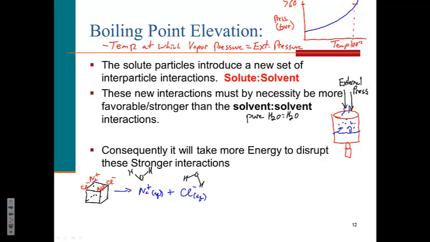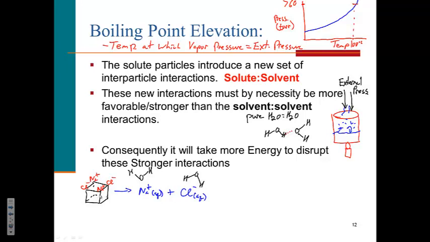Well, in pure water, all you have is the water-water interaction, what we refer to, if you remember, as hydrogen bonds. We have HOH like that. So we have hydrogen bonds between water molecules. This red dotted line here is the hydrogen bond. And that's what holds liquid water in the liquid phase. We have to disrupt that interaction to get it to evaporate, to get it to boil.